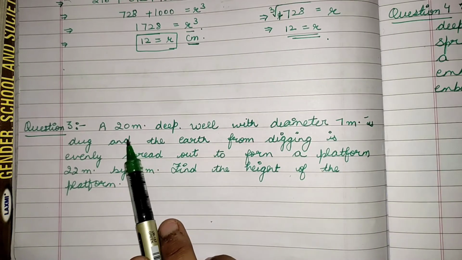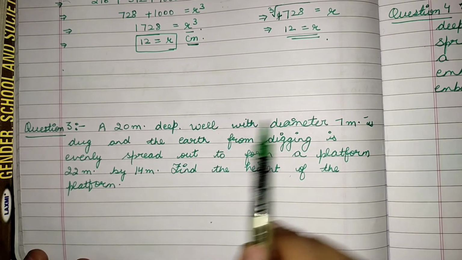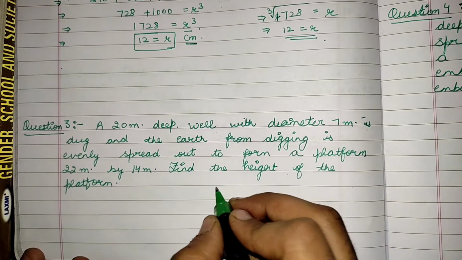Now moving to question number 3. Question number 3 says that a 20-meter deep well with diameter 7 meter is dug. So there is a well.